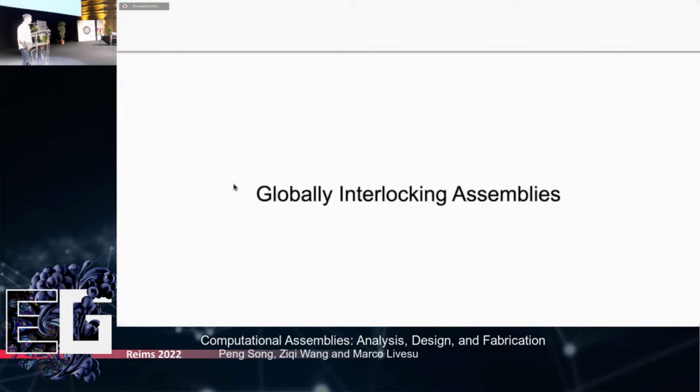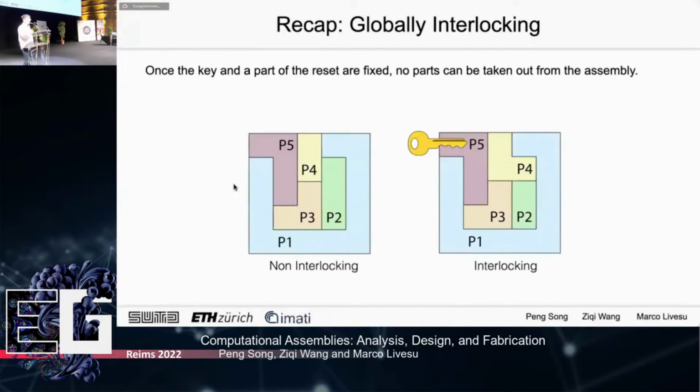So the last type of stability is the global interlocking. To understand the definition of global interlocking, Peng already told this, I just quickly recap it. Basically you have 2 assemblies, and only the assembly at the right is global interlocking. And we call the part P5 the last piece, the key part. The reason why the right one is interlocking and the left one is not is because if we fix the key part P5 and any of the rest parts, like P3, no part should be taken out from a global interlocking assembly. But apparently, the assembly at the left does not meet this requirement, so it's not global interlocking.